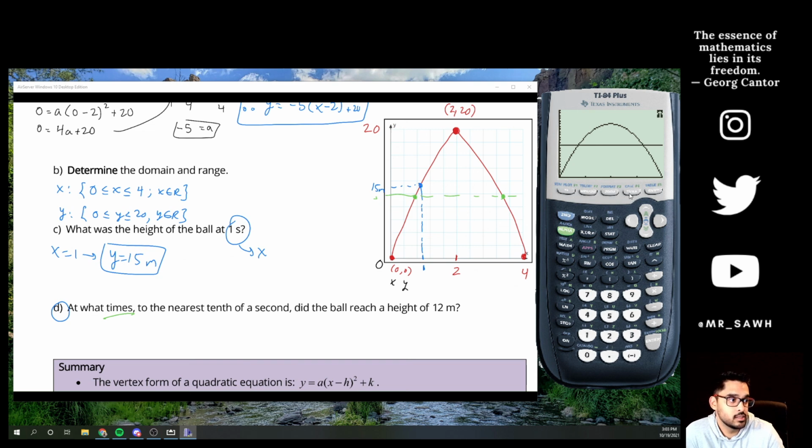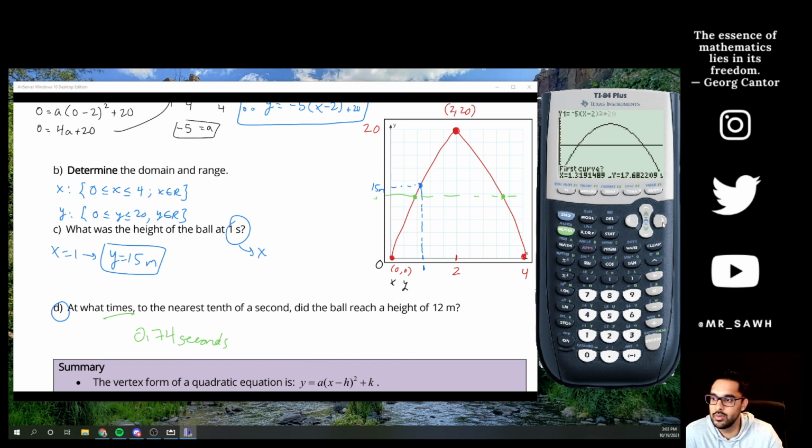So now I can actually go to graph this. Second trace, option number 5 is intersect, and move your cursor close to one of those intersection points and then hit enter 3 times. What your calculator will do is tell you the time it takes to get to a height of 12 meters. So 1 time to the nearest tenth happens at 0.74 seconds. But remember, whatever goes up has to come back down, so it will reach the same height again, just later in time. So I have to do this one more time.